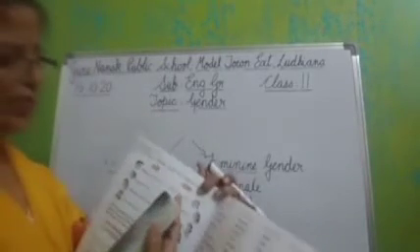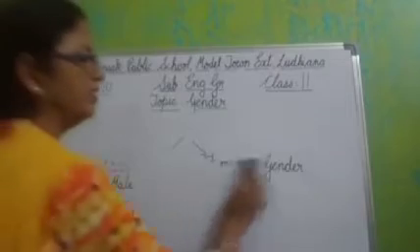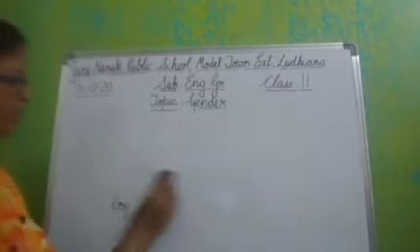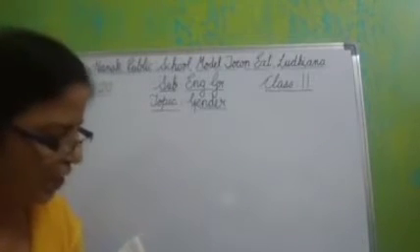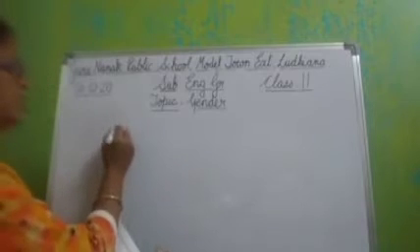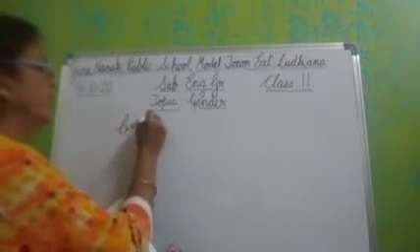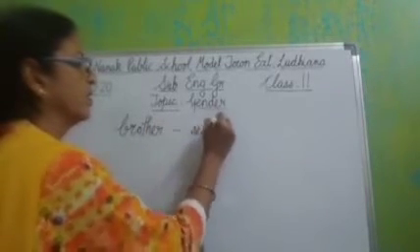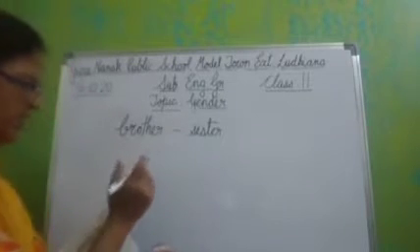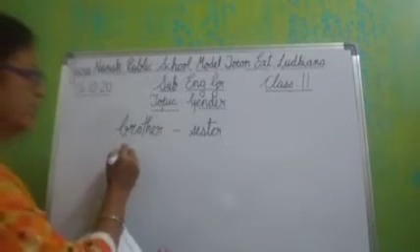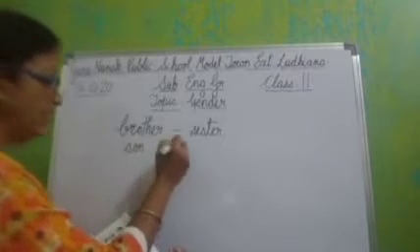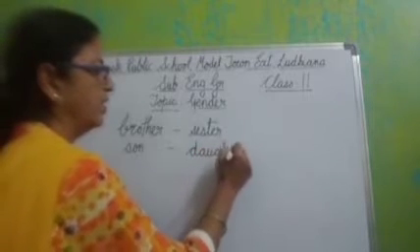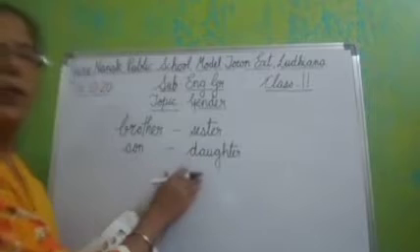Now look at the next sentence. Sita is my sister. Now sister stands for female. So sister is a feminine gender. So the gender opposite to brother is sister. Brother is male and sister is female. So brother, sister. Same way, I have a son. So what is the gender of son? Daughter. What is the female gender? Daughter. Son, daughter. Beta, beti.